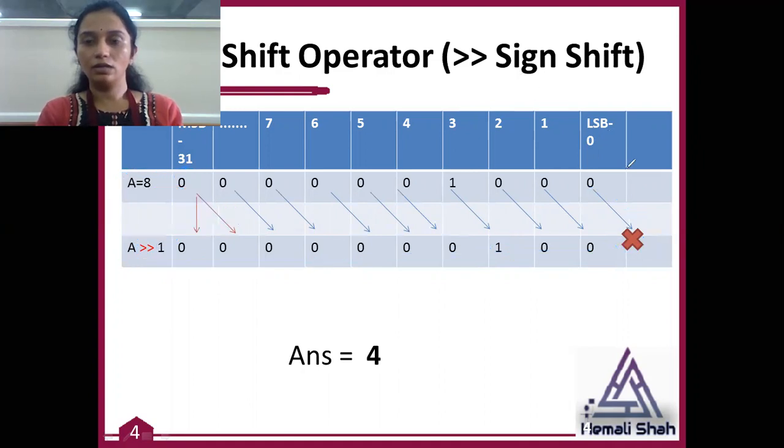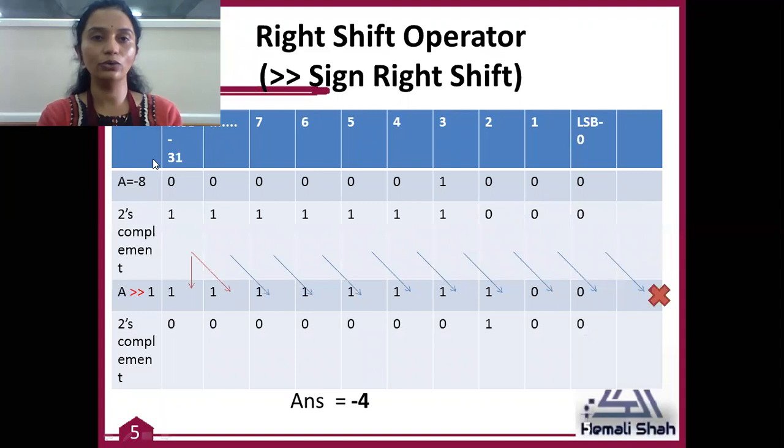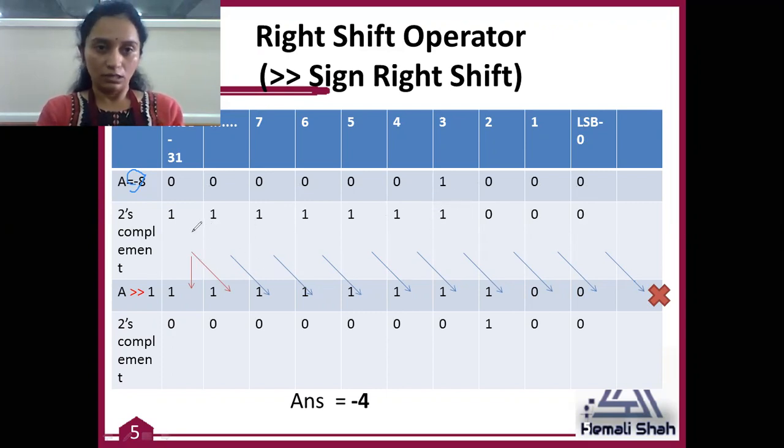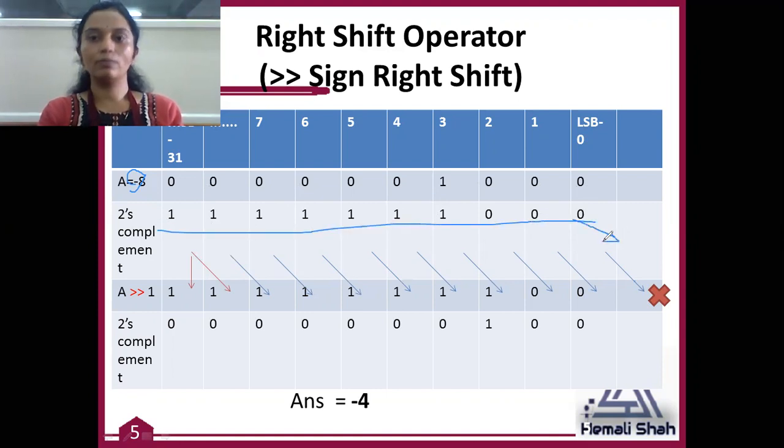Now think about a negative value. What happens when you use a negative value and perform the signed shift operation? Here we take -8. First put 8 in binary, then perform the 2's complement: keep the bits as they are up to the first 1 from the right, then complement all the remaining bits. Then shift the actual value right by 1 bit.